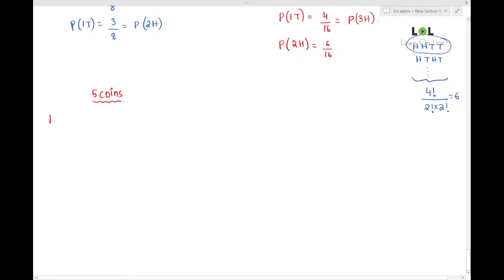Suppose we toss 5 coins. What is the probability of 2 heads? What do we do? Take one arrangement, 2 heads, something like this. Rearrange it. What do we get? 5 letters are there, 5 factorial, divided by the repetitions: 2 heads, 2 factorial, 3 tails, 3 factorial. If you solve this, we will get 10. So 10 favorable cases out of total 32 cases. Why? 5 coins, so we are tossing 5 coins now. 2 power 5 is 32, totally 32 cases.